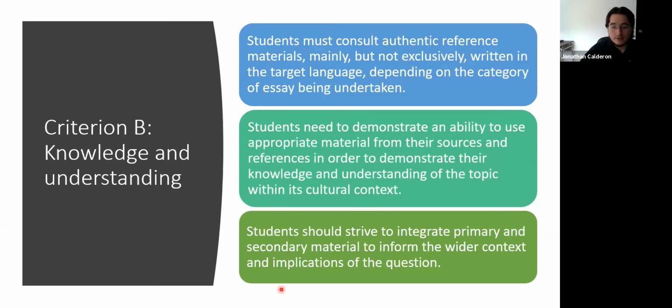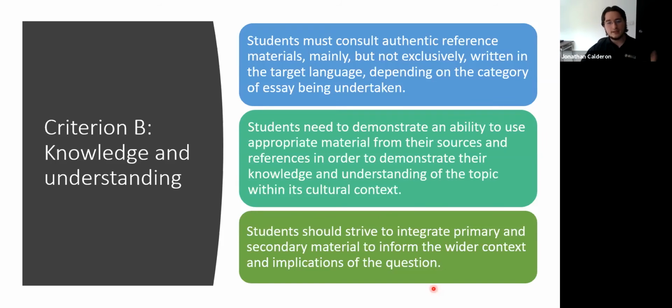And students should strive to integrate primary and secondary material to inform the wider context and implications of the questions. Okay, so we should know about primary and secondary sources. This is something that they should learn in research methodology, and hopefully in your schools they teach the students a little bit about this so they know how to investigate. So yes, they should try to combine both.